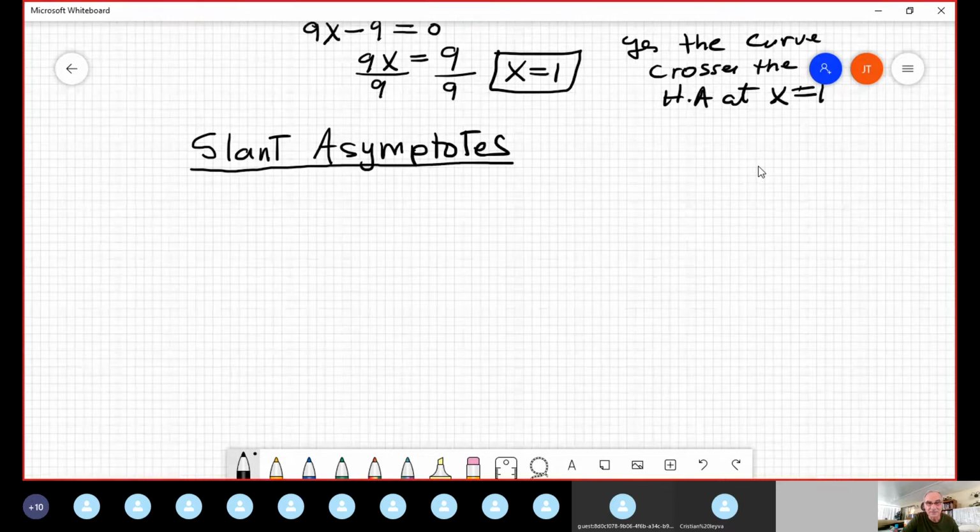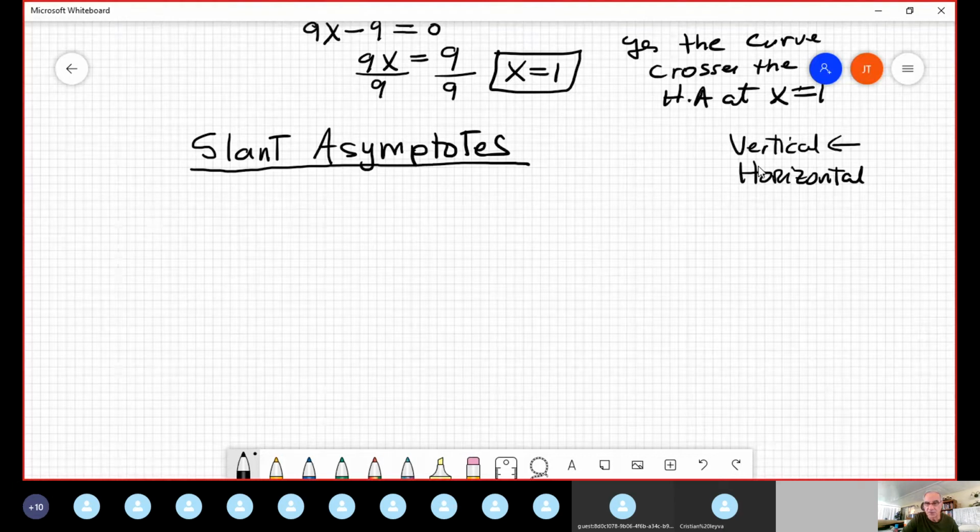Slant asymptotes. So far, we studied vertical and we studied horizontal. In a moment, I'll summarize one more time the formula to find the vertical and the formula to find the horizontal. And now slant, the last one, I promise. Slant is like oblique. Horizontal is like that, vertical is like that: 90 degrees, 0 degrees. And slant uses another angle. It goes up or goes down, depending on the slope.